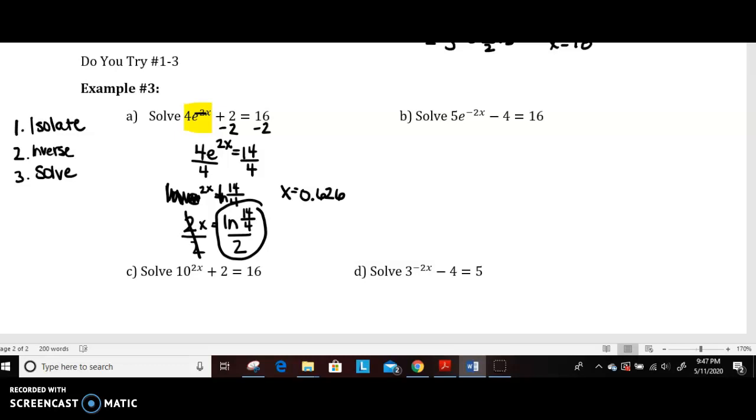All right, so for B, we have to isolate e to the negative 2x. So I'm going to start by adding 4 to both sides. So 5e to the negative 2x equals 16 plus 4 is 20. Got to get rid of the 5. So I'm dividing both sides by 5. e to the negative 2x equals 20 divided by 5 is 4.